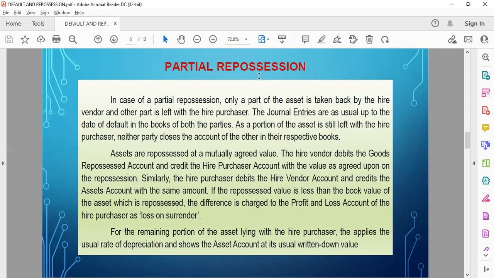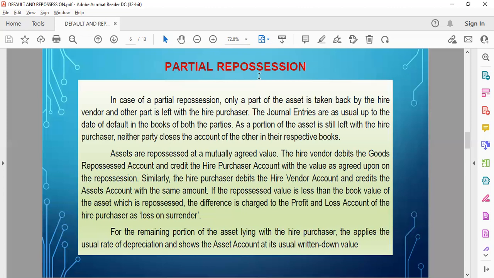and credits the hire purchaser account with the value as agreed upon on the repossession. Similarly, the hire purchaser debits the hire vendor account and credits the asset account with the same amount. If the repossessed value is less than the book value of the asset which is repossessed, the difference is charged to the profit and loss account of the hire purchaser as loss on surrender.